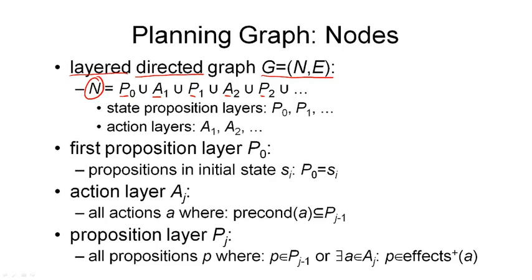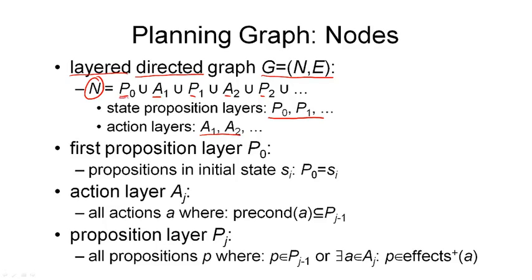And we distinguish two types of layers we have in our graph. Firstly, there are the state proposition layers denoted by symbols with a P, P0, P1, etc. And then we have the action layers denoted by the symbol A, A1, A2, etc. And these types of layers alternate in the graph.